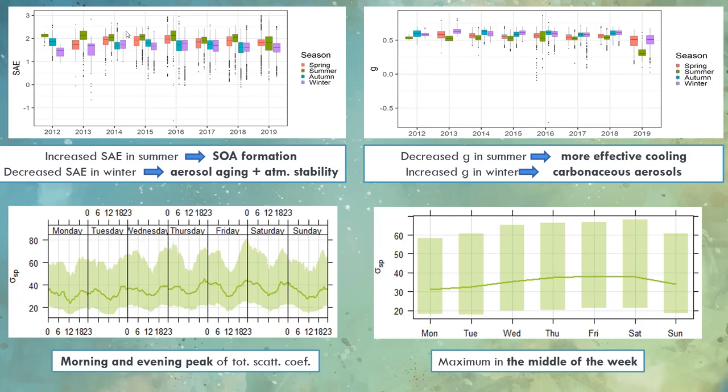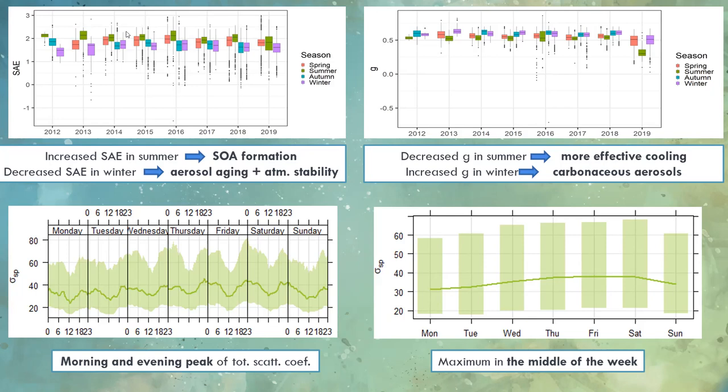In the second graph, you can see the asymmetry factor, which is decreased in summer, indicating more effective cooling during summer than during winter. An increased asymmetry factor in winter can indicate increased concentration of carbonaceous aerosols, which are species that absorb light better than they scatter it. And of course, the sources are mainly residential heating.